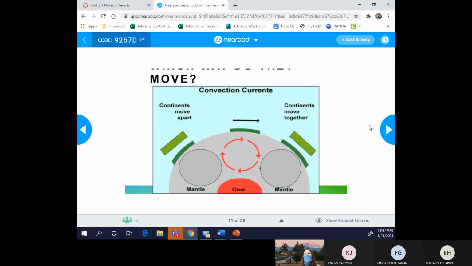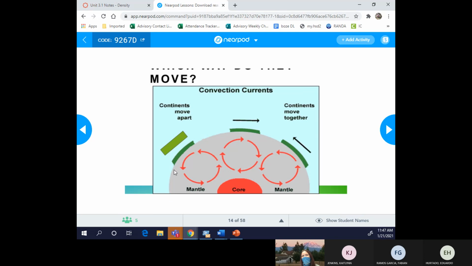All right, so the next one, this one right here, it's going counterclockwise. Is it going to move this green plate to the left or to the right? We got a couple rights, couple lefts. It is going to move it to the left. So you have these convection currents actually moving towards each other, and it's going to push these continents or these plates together and smash them.